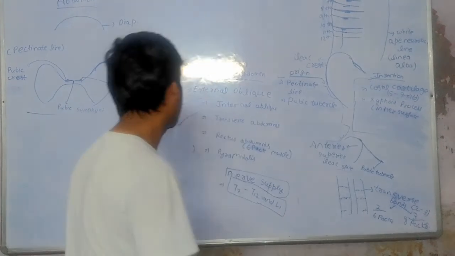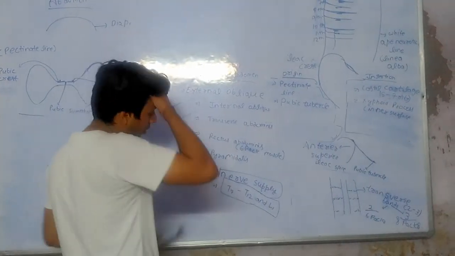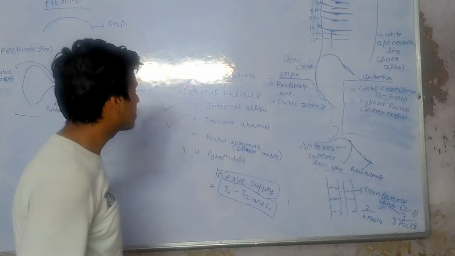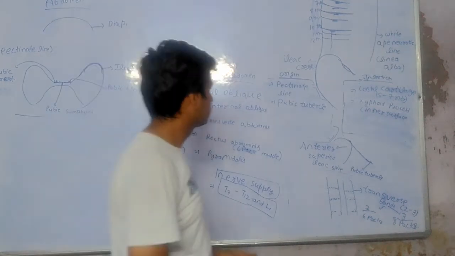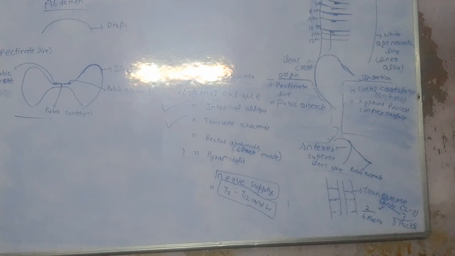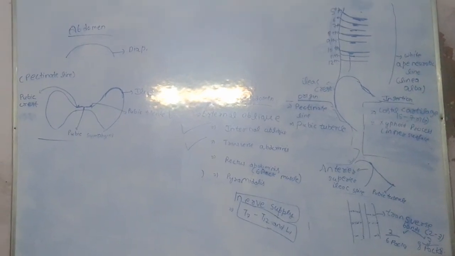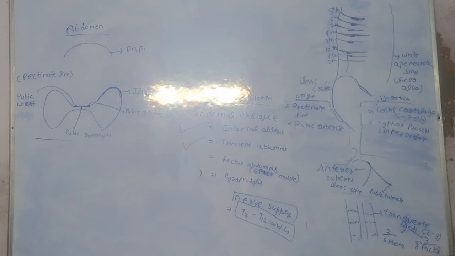Nerve supply of rectus abdominis is also the same. Remember, the same nerve supply is present for rectus abdominis. No change in nerve supply. Then note this.